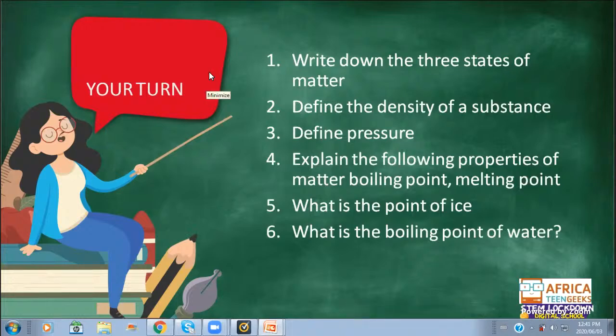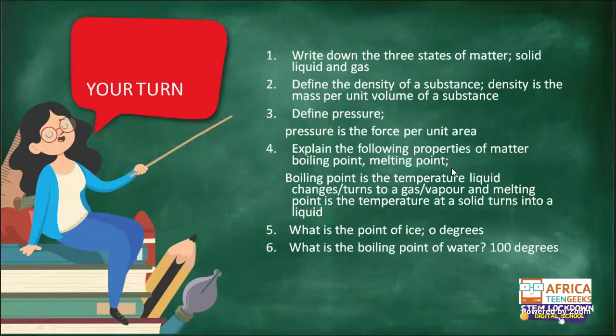Our time is limited. All right. Now these are the answers, the corrections. So if you said write down the three states of matter: solid, liquid, and gas, that's correct. Most of you got it correct. Two, define the density of a substance. So density is the mass per unit volume of a substance.